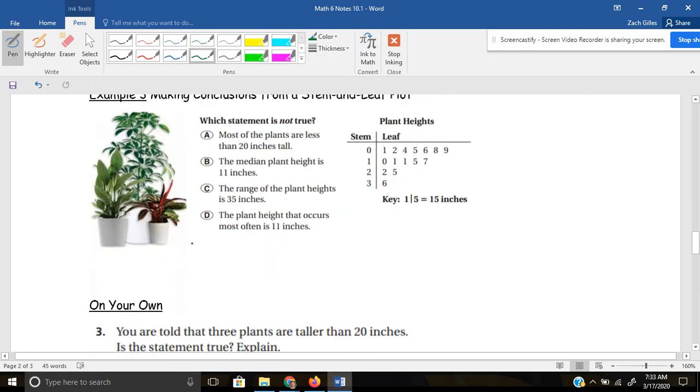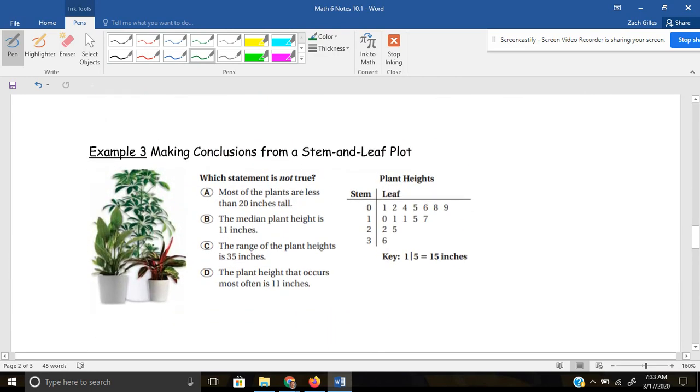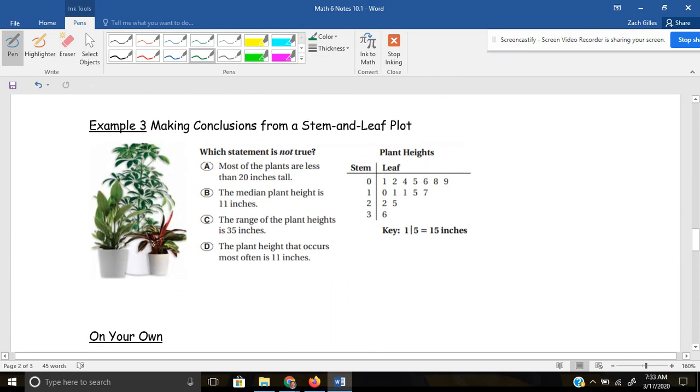All right. Let's take a peek at our last example, and then there's an on your own that goes with it as well. It says, which statement is not true? Letter A, most of the plants are less than 20 inches tall. Letter B, the median plant height is 11 inches. Letter C, the range is 35. Or letter D, the plant height that occurs most often is 11 inches.